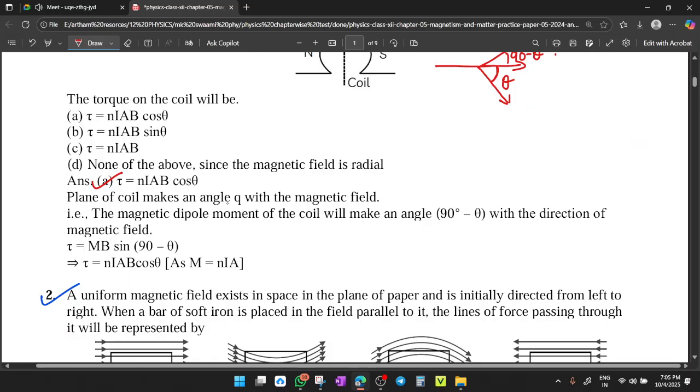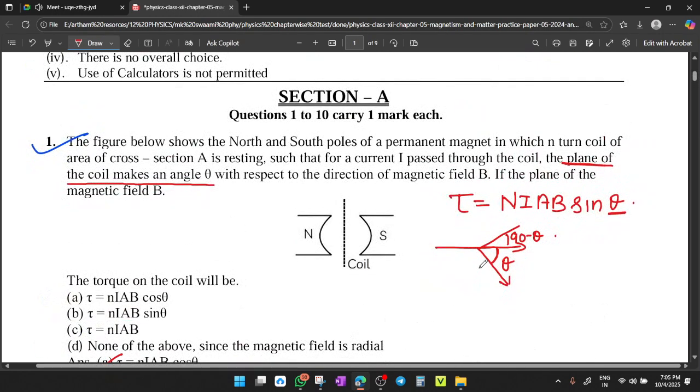The plane of the coil makes an angle theta with the magnetic field, so the magnetic dipole moment of the coil makes an angle 90 minus theta with the direction of the magnetic field. Torque is MB sine theta, and M equals NIA, the magnetic moment, so NIA into B. The angle with the magnetic dipole is 90 minus theta, so it equals NIAB cos theta. So remember these two formulas.